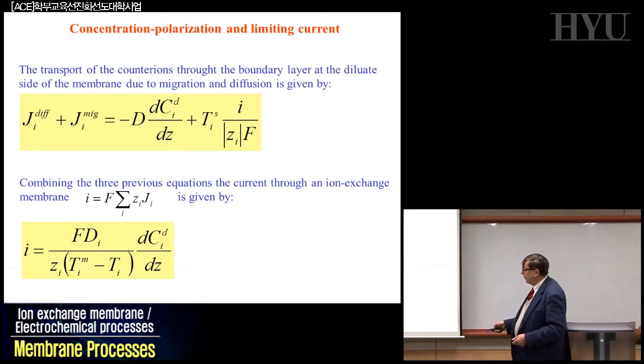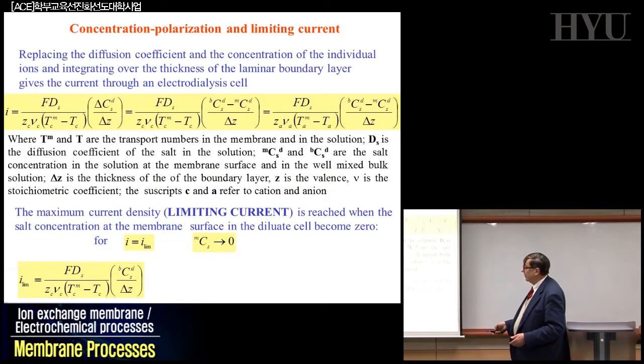If we combine everything, we will have at the end this kind of relationship where the overall current intensity is related to diffusivity, gradient in concentration, thickness, and the difference of the two transport numbers. So if these transport numbers are 1 and 0, this is okay. But if this difference disappears, the current density goes to 0. So you have the limiting current, which you can define as the current for which the concentration at the interface goes to 0, basically.